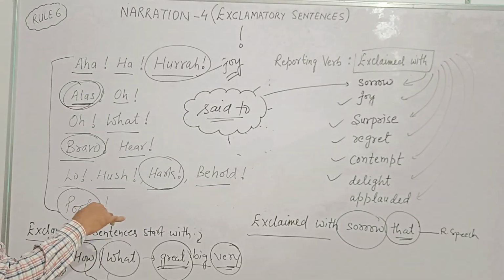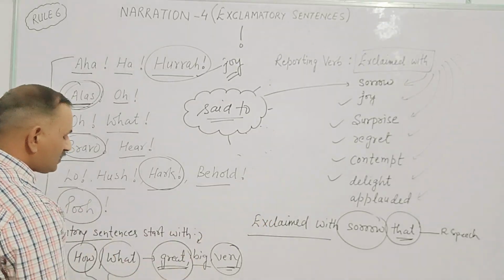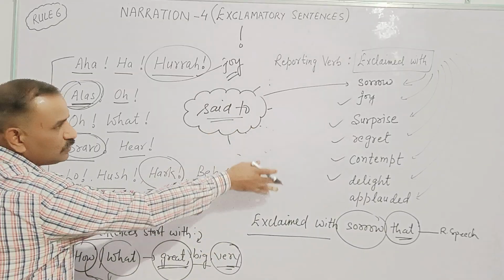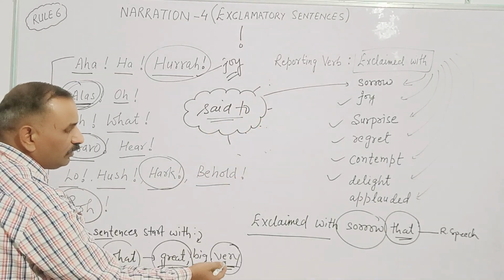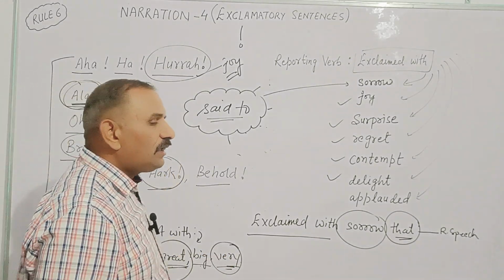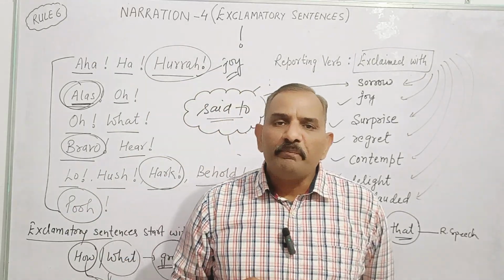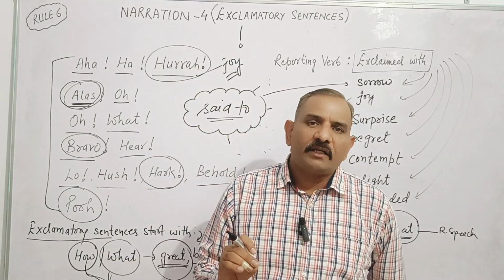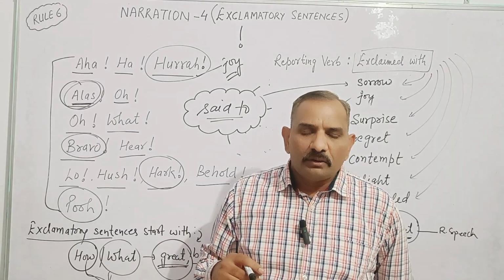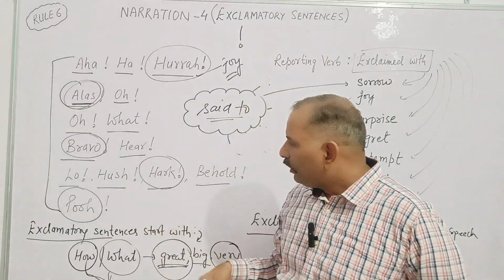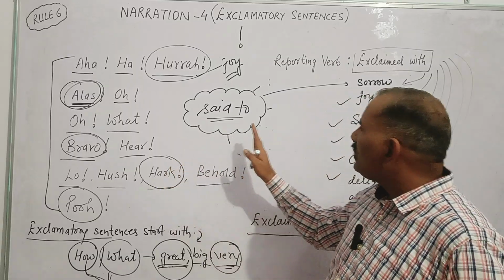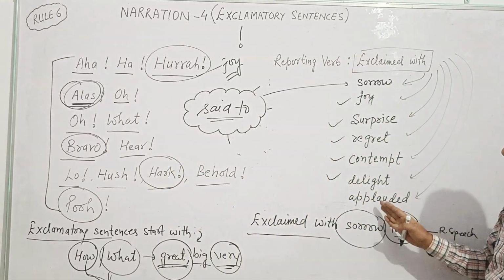If the reported speech in an exclamatory sentence starts with "how" or "what", then we will not write these words; we will use what a great, big and very. These words will be used. Got it? So remember, exclamatory sentences are those that give a sudden expression: oh, what, hooray, alas, bravo, hark, behold. These words will be replaced.